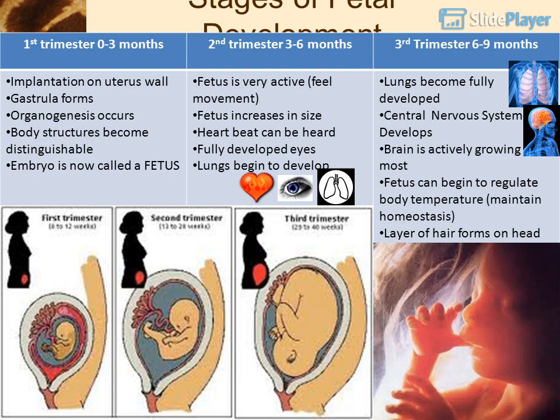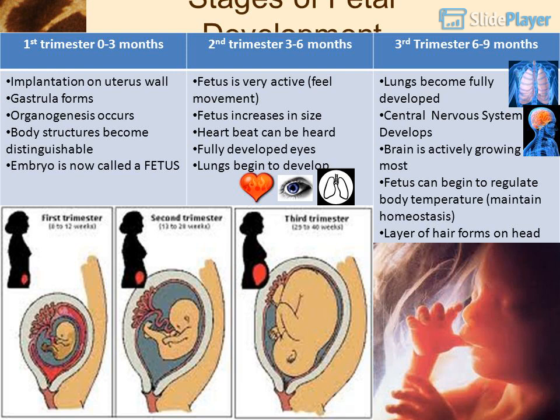Stages of fetal development. First trimester, 0 to 3 months. Second trimester, 3 to 6 months. Third trimester, 6 to 9 months. Implantation on uterus wall. Gastrula forms. Organogenesis occurs. Body structures become distinguishable. The embryo is now called a fetus.